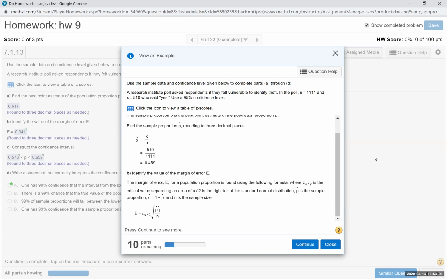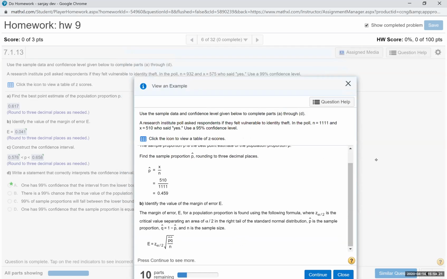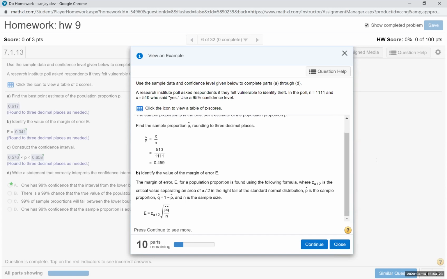So in our case, what is the critical value? I'll tell you about that soon. P hat happens to be 0.617 from part A. Q hat is just the opposite, so it's 1 minus that number, 0.617. And then N happens to be 900 and what was it, 32, right?